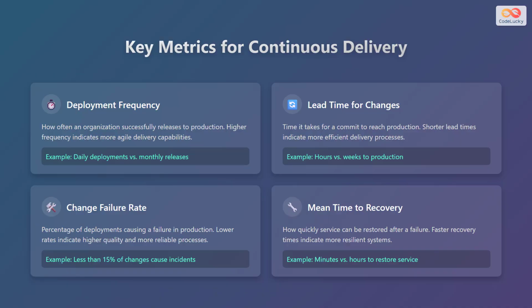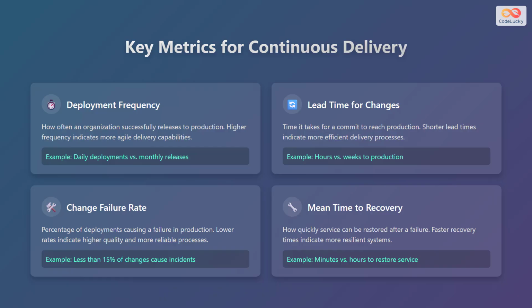Key metrics for continuous delivery. First, deployment frequency. How often an organization successfully releases to production. Higher frequency indicates more agile delivery capabilities. Example: daily deployments versus monthly releases. Second, lead time for changes. Time it takes for a commit to reach production. Shorter lead times indicate more efficient delivery processes. Example: hours versus weeks to production.